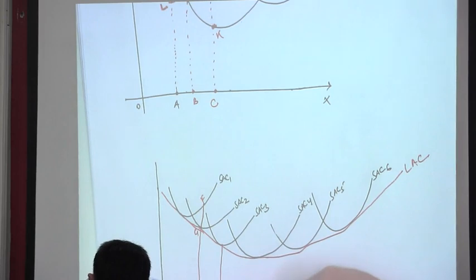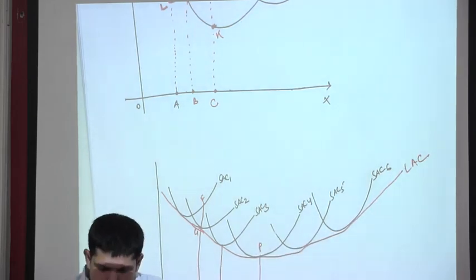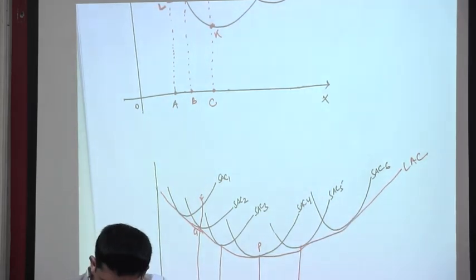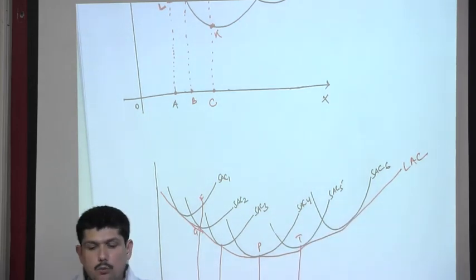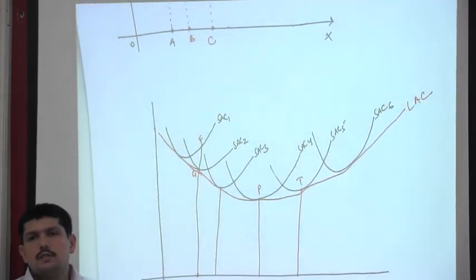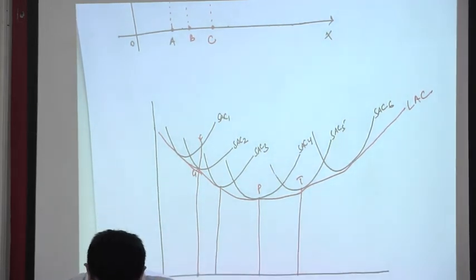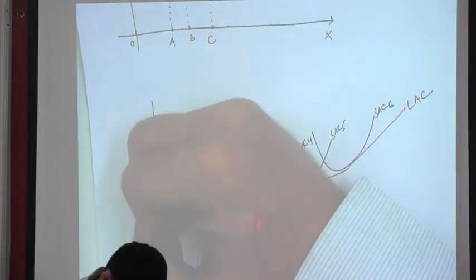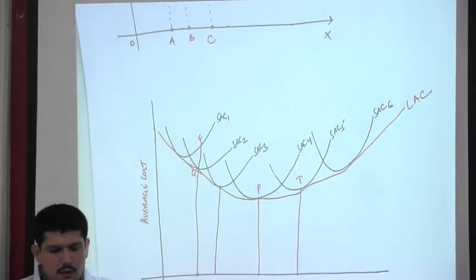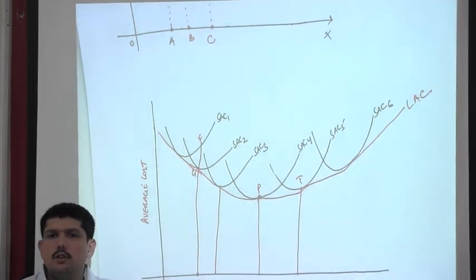Again, if he wants to produce at this level, he will choose SAC 3. If he has to produce at this level, right, this is, let's say, Q and this is P, and let's say he chooses to produce at this level, then it will be, let's say, W and T. What would a producer do under these circumstances? Which level of output will he choose to produce? OQ level of output, that he chooses to produce OQ level of output at the point P at the total average cost of P.